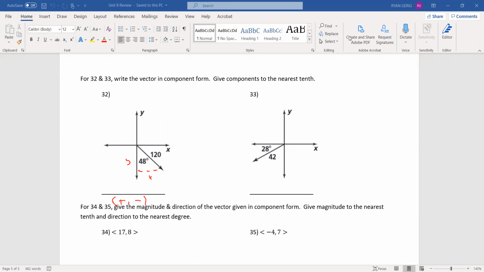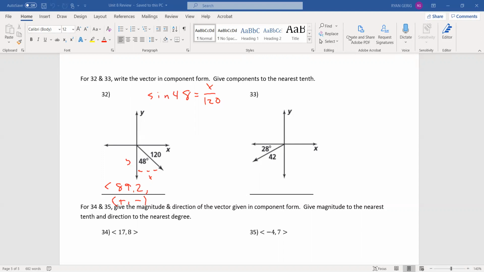To find X, I'm going to use sine. So the sine of 48 equals X over 120. Multiply by 120. 120 sine of 48 is 89.2. So X is 89.2, positive.